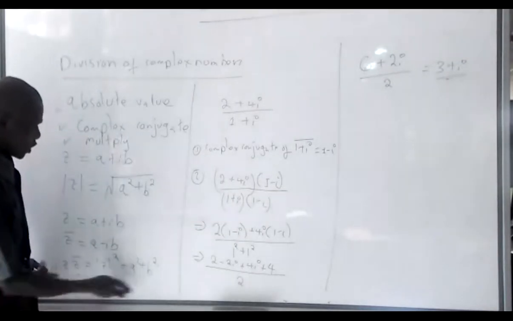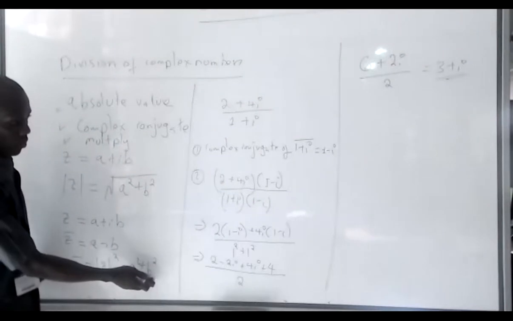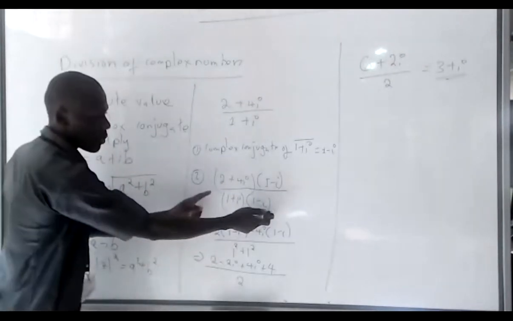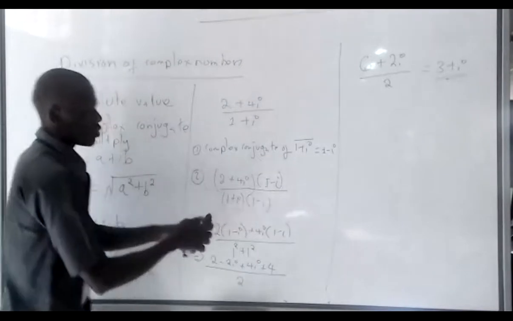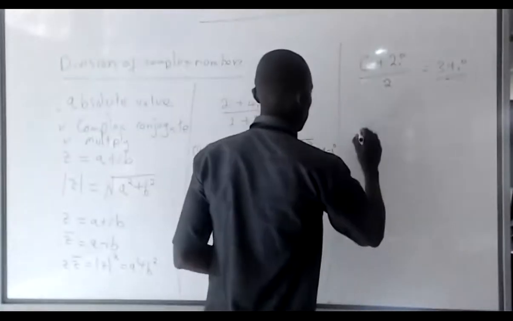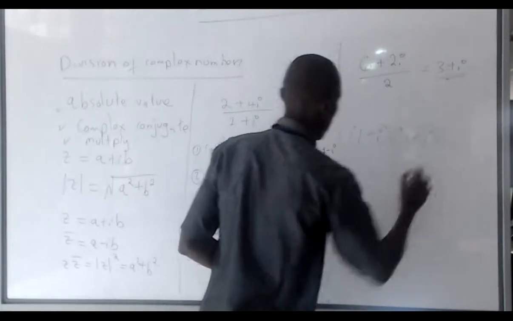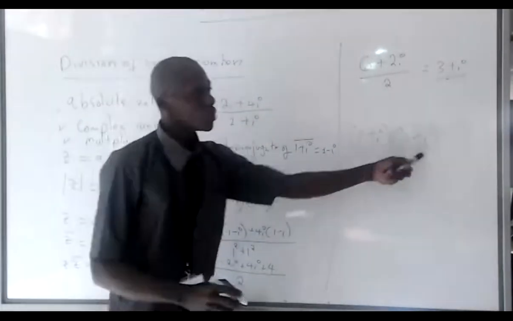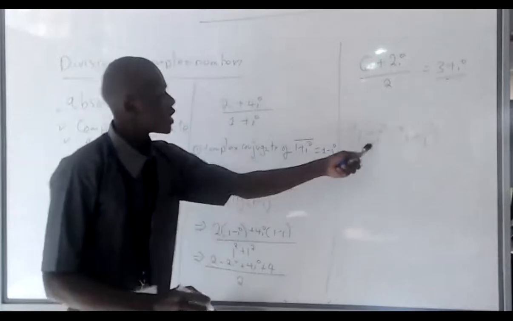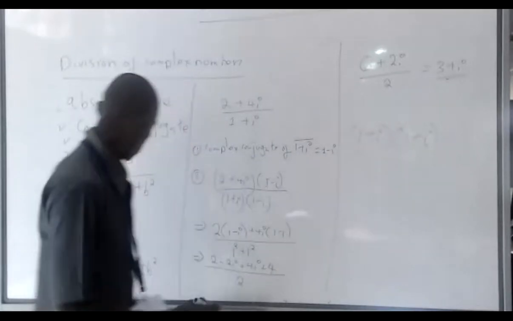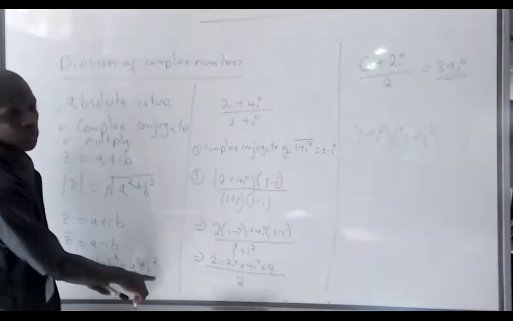What I'm doing, I'm using this formula to save myself all this work. I could as well go ahead and expand this. For example, what I did there is just 1 plus i times 1 minus i. Instead of going through the pain of expanding this, I know this is the complex conjugate of this. When I multiply, it should give me the absolute value squared.